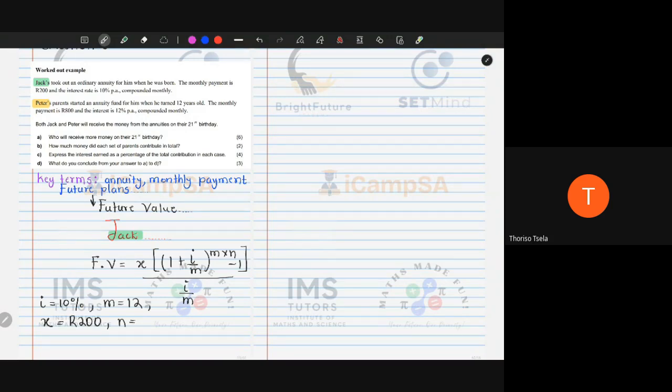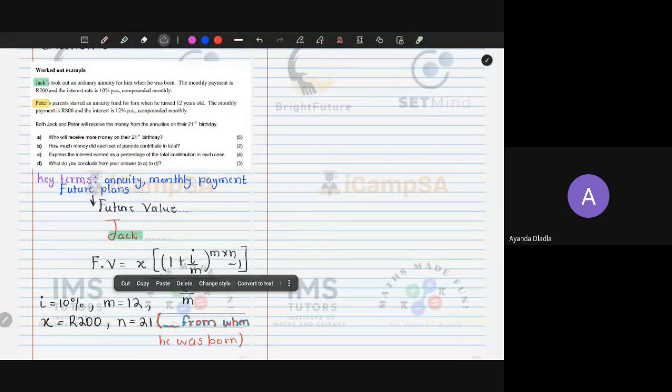21. Why is it 21? Well, because his parents have been putting in the money since he was born. On point. So his parents were investing from when he was born. So remember, both sets of parents are targeting 21. They say 21, we want to make a very big party for him. So his N is 21.